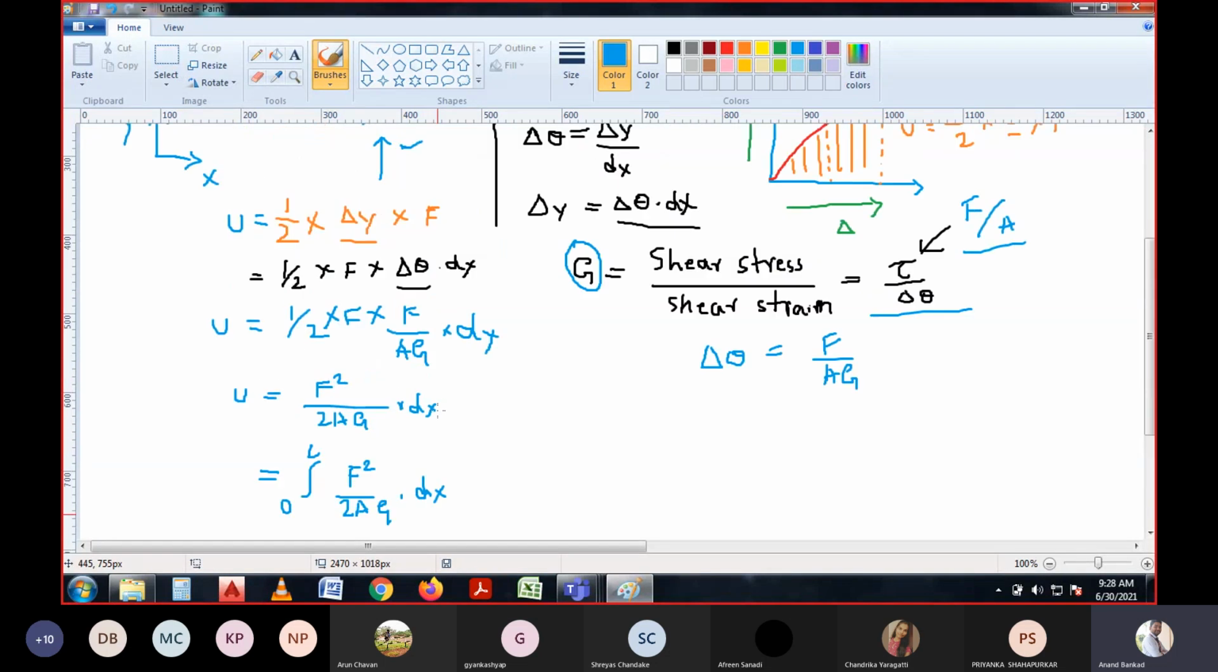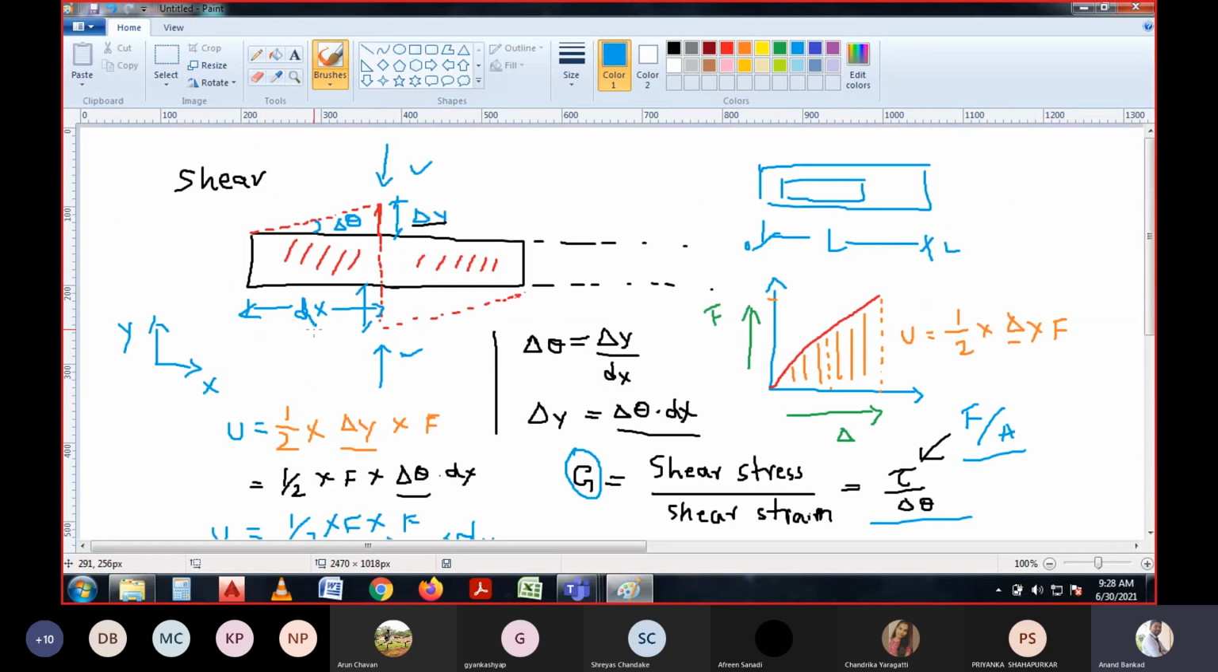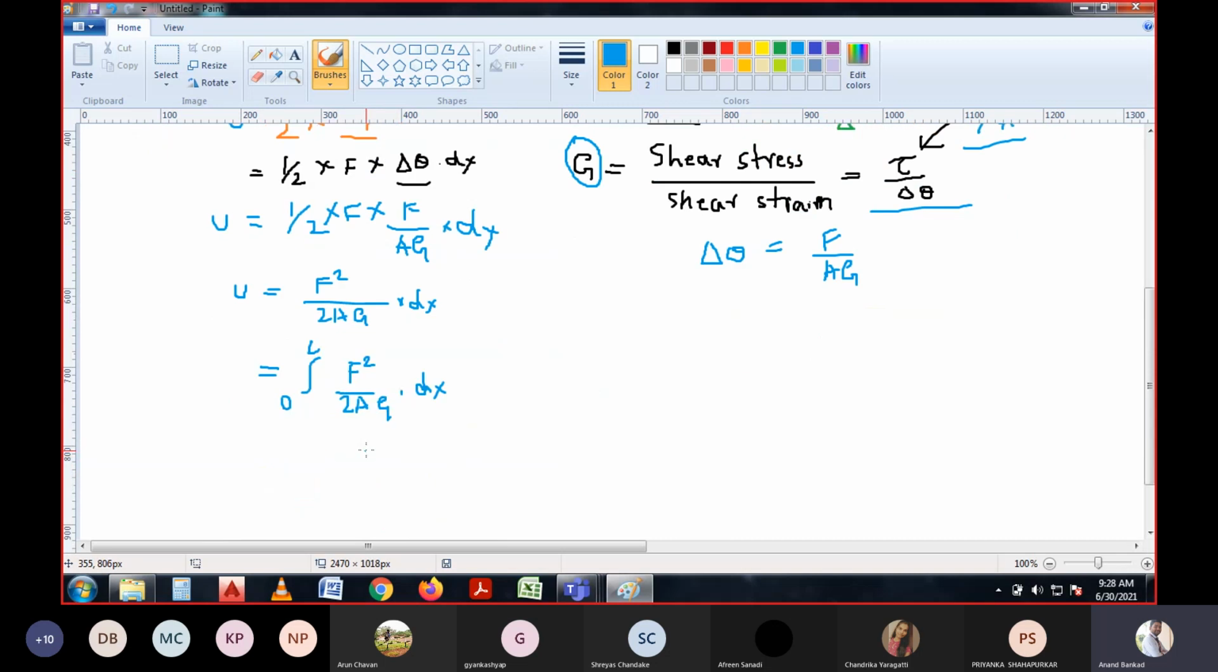Why this dx remains here is because dx is the length of the element. If it varies with respect to x, again because this dx is the main part of the element we are considering, delta y and delta theta also vary. That means that is the part that depends on and acts on the element. So this F square by 2Ag into dx is the total strain energy stored in the element due to the shear force.